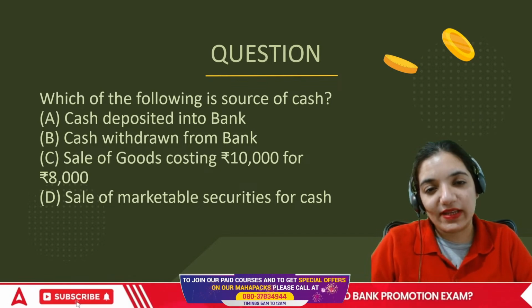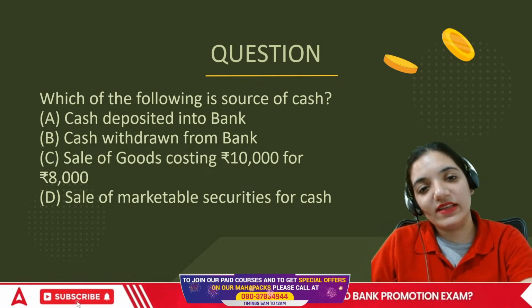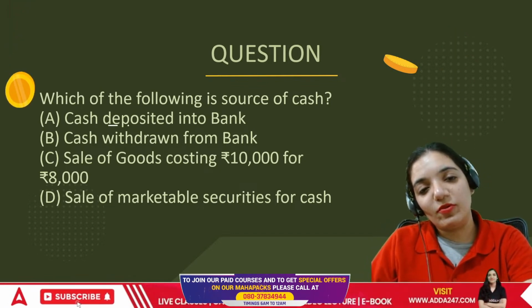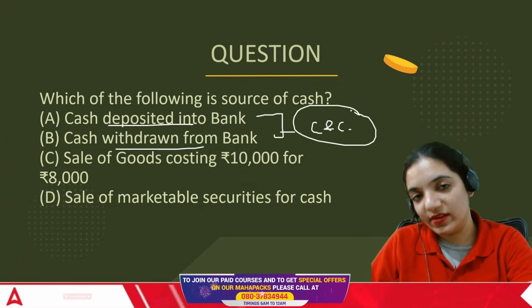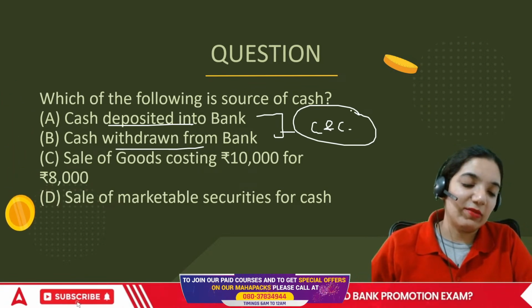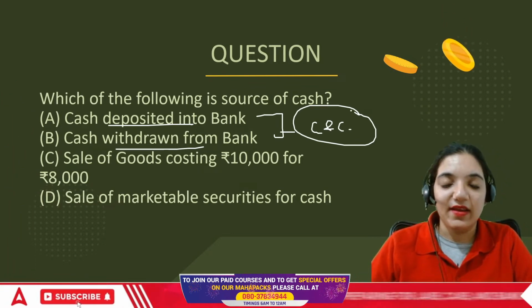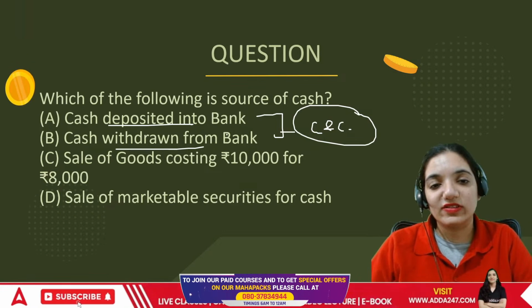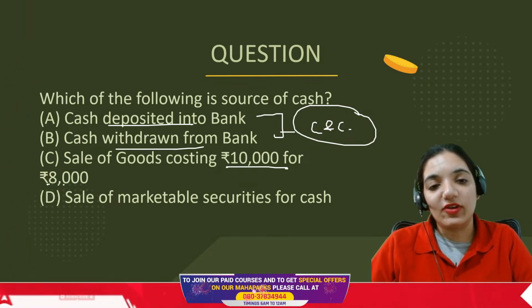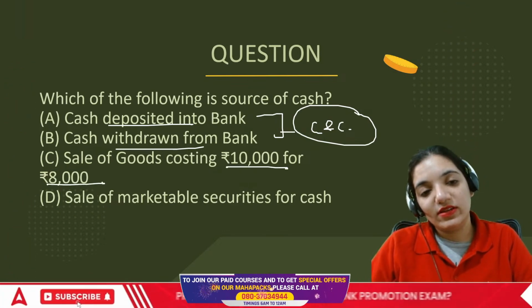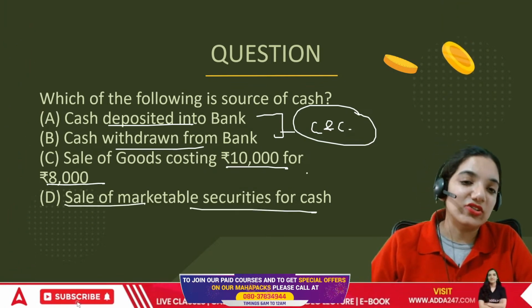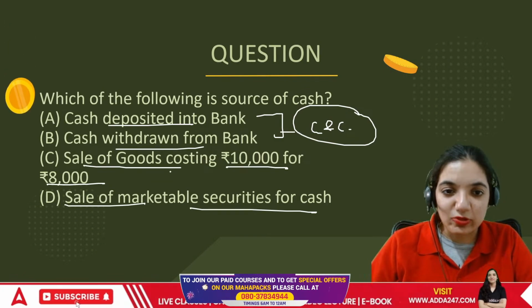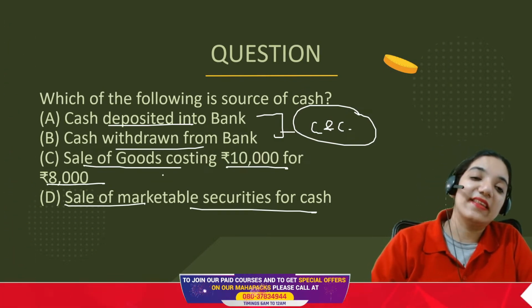From where I'm going to get cash is when I sell something. Cash deposit into the bank or cash withdrawn, cash and cash equivalents are just changing. They are not increasing. If I keep the money in my bank account or in my hand, it doesn't matter. Sale of goods costing 10,000 for 8,000. The goods have been sold, so this is a loss. And sale of marketable securities for cash. It's just a change. But from this portion, even though there's a sale, we are still getting the amount.